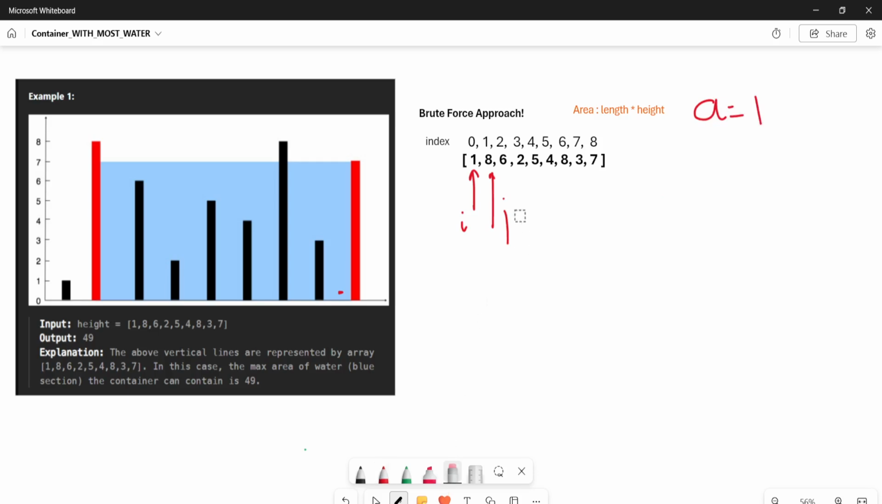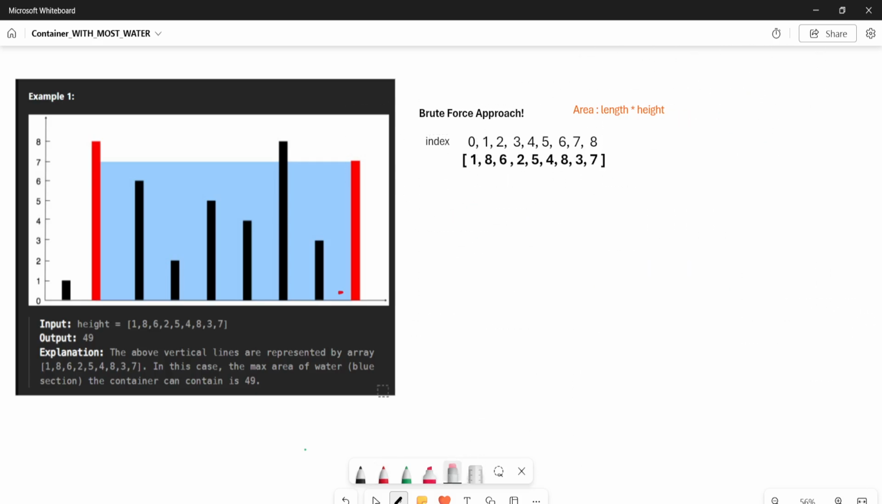Then again, this j pointer will increase. j will come here. Again, 2 minus 0 is 2, and the minimum between 1 and 6 is 1, so it would be 2 only. This will keep on happening. j will keep on going till we reach the end, and we will keep on updating the area. So this is the brute force approach.